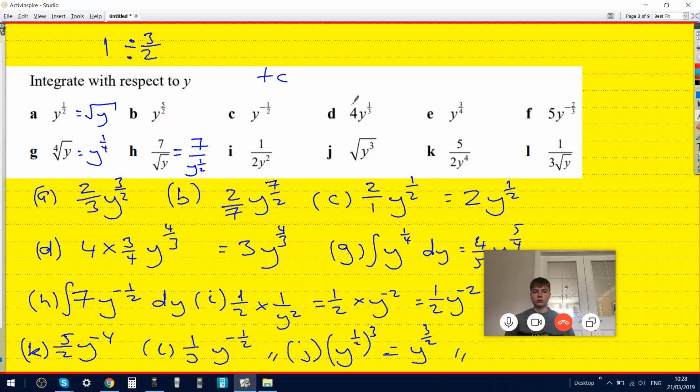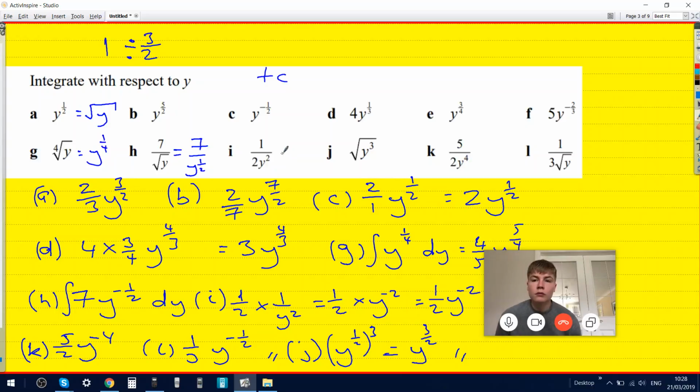Yes, dividing by a fraction. So part C, dividing by a fraction is the same as timesing by the reciprocal. And so 1/2 becomes times 2y.